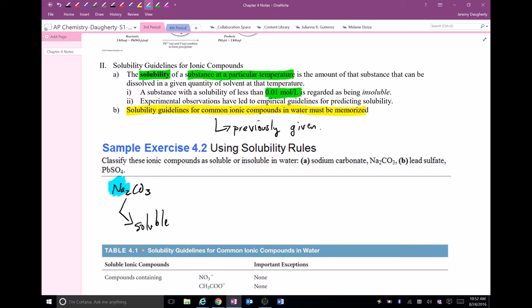Then what about lead(II) sulfate, PbSO4? Soluble or insoluble? Yeah, insoluble.